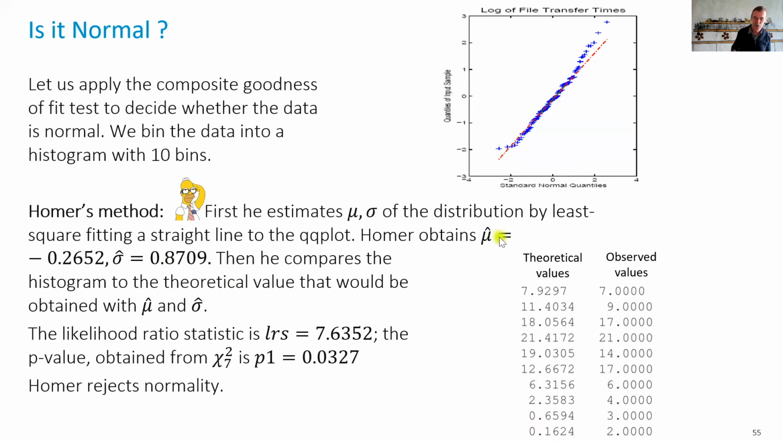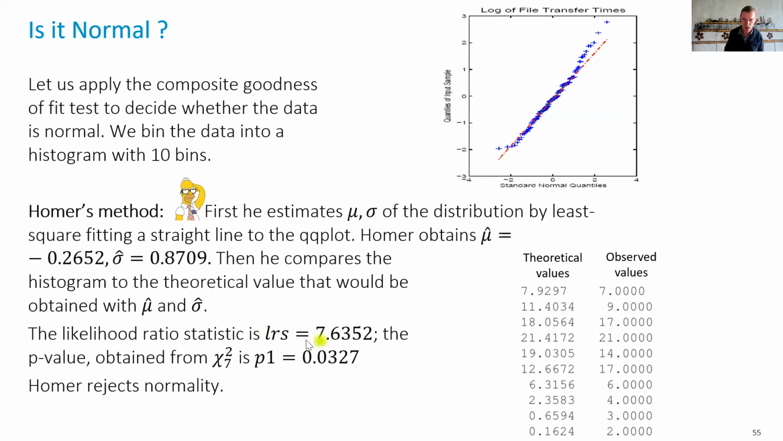I ask MATLAB, for this mu and this sigma, what is the probability that an arbitrary value falls in this bin? And I multiply this by the number of data points, which gives me these values that are given on the left here. So we're in the framework of a simple goodness of fit test.